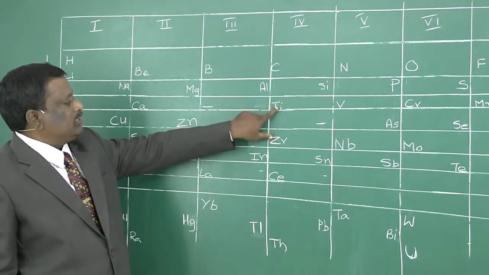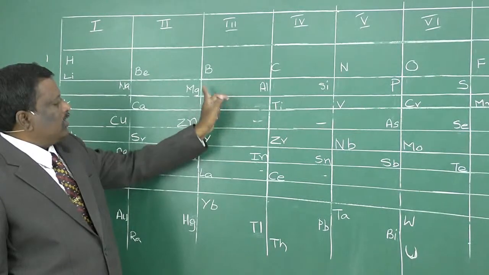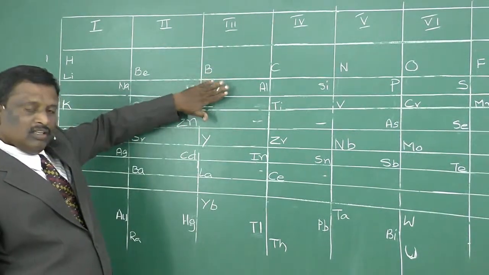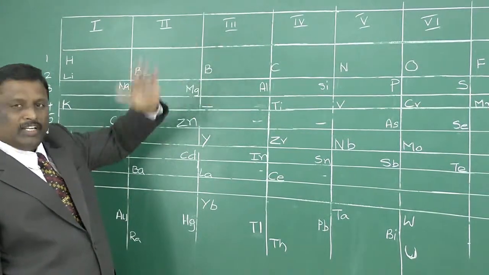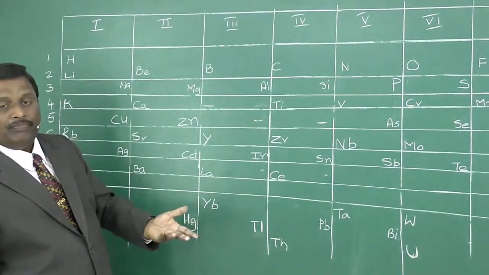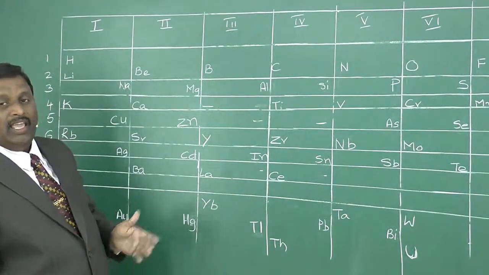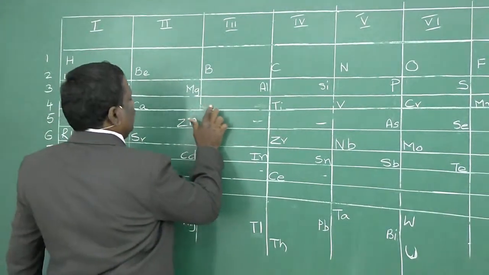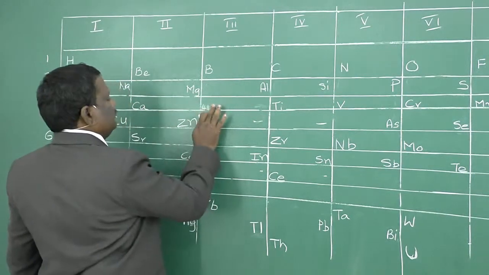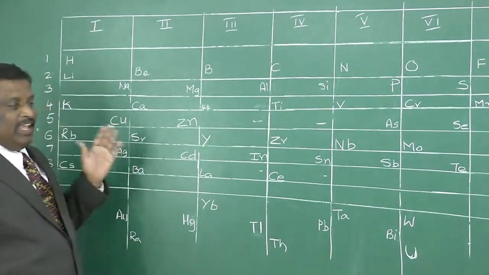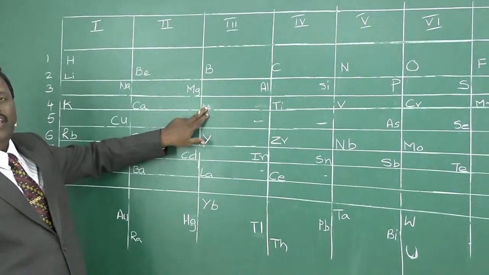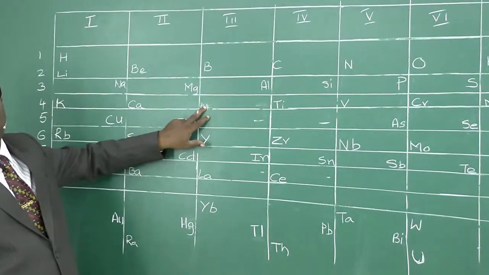But this titanium is not related to the properties of either boron or aluminum. That's why he left one place for an element which has to be discovered in future. And he predicted the atomic weight also. Here he predicted that the atomic weight of the element is 44. And he named that element eka-boron because it is below boron. He called it eka-boron.